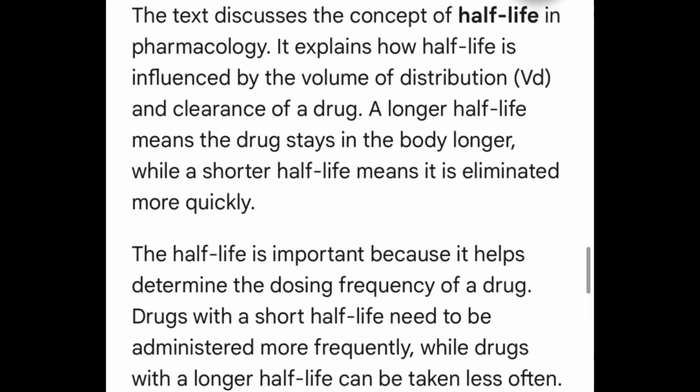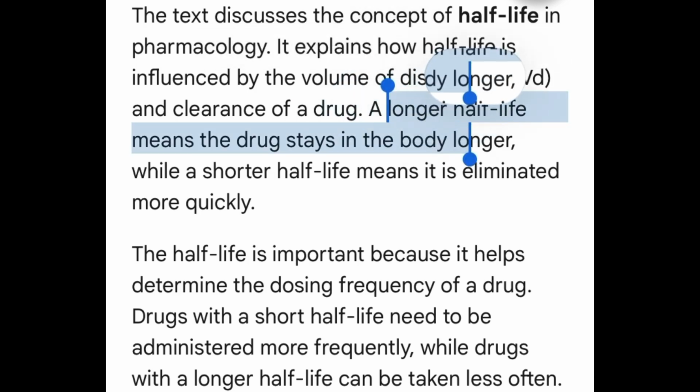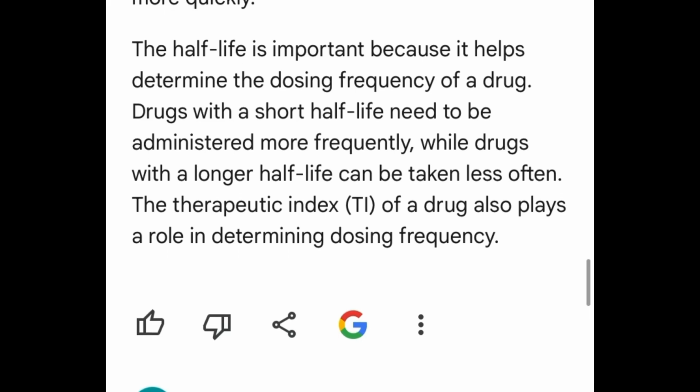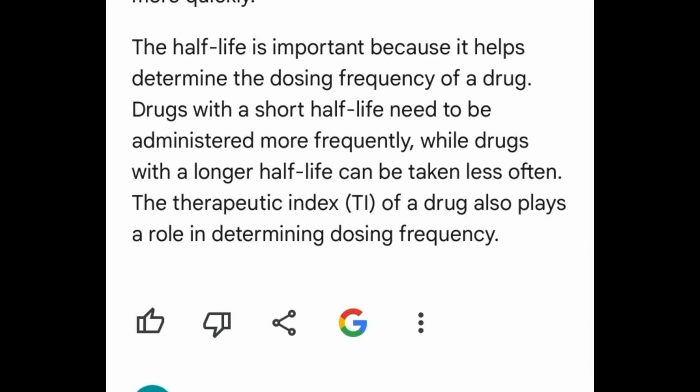The text discusses the concept of half-life in pharmacology. It explains how half-life is influenced by the volume of distribution, Vd, and clearance of a drug. A longer half-life means the drug stays in the body longer, while a shorter half-life means it is eliminated more quickly. The half-life is important because it helps determine the dosing frequency of a drug. Drugs with a short half-life need to be administered more frequently, while drugs with a longer half-life can be taken less often. The therapeutic index, TI, of a drug also plays a role in determining dosing frequency.